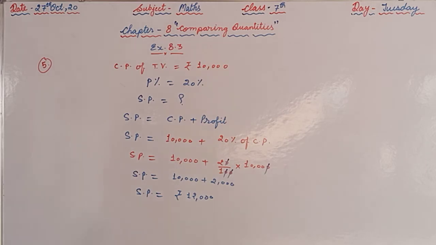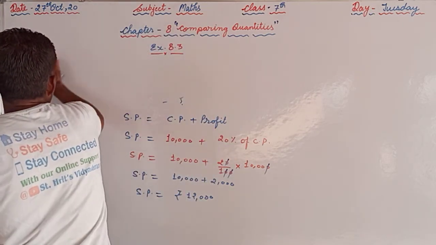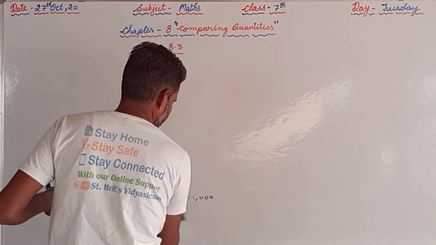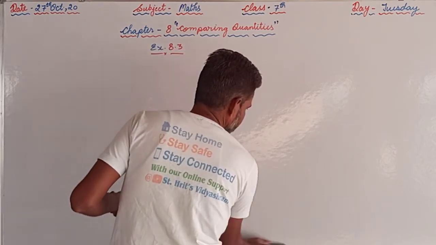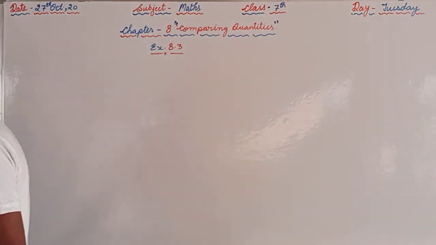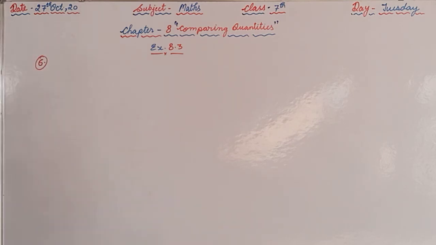At the same time we are supposed to discuss the next question as well, that is question number 6. In question number 6, Jui sells a washing machine for rupees 13,500. She loses 20% in the bargain. What was the price at which she bought it?